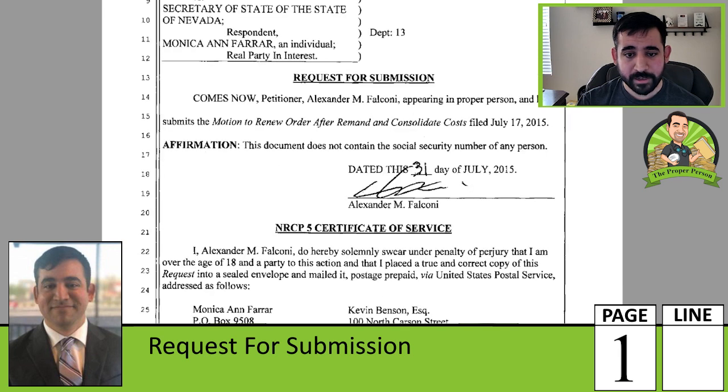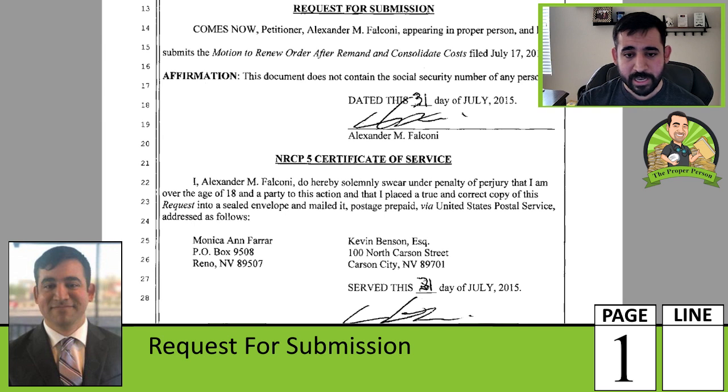What else were we looking at here? Rule 5, certificate of service. This is indicating that I mailed this document to both the government's lawyer and my ex.